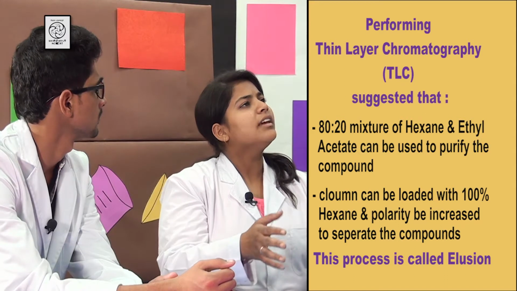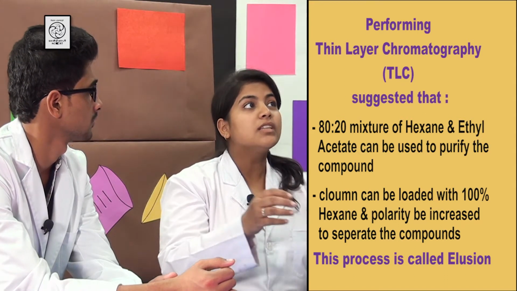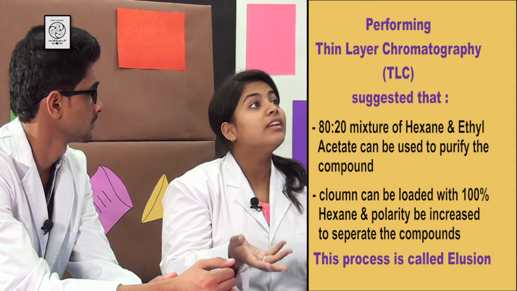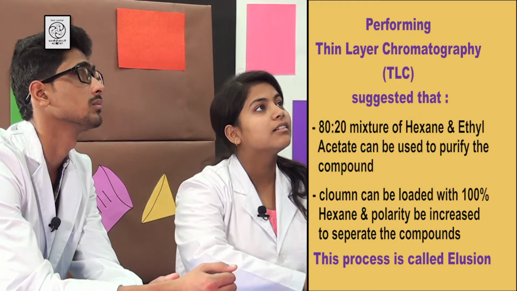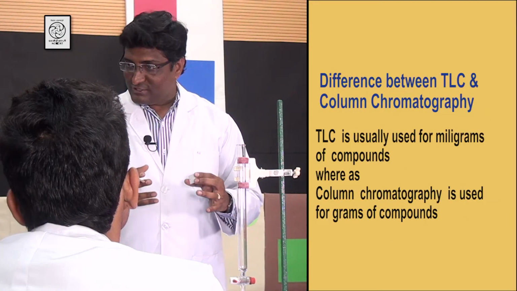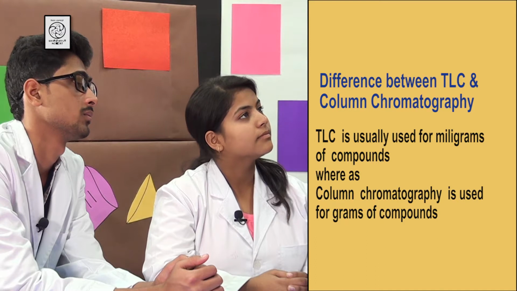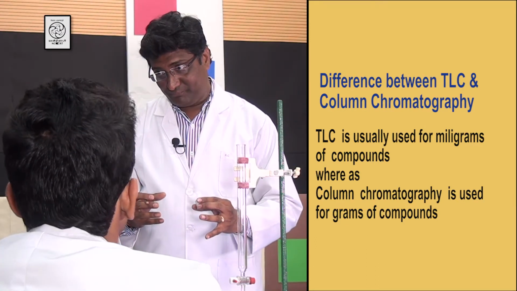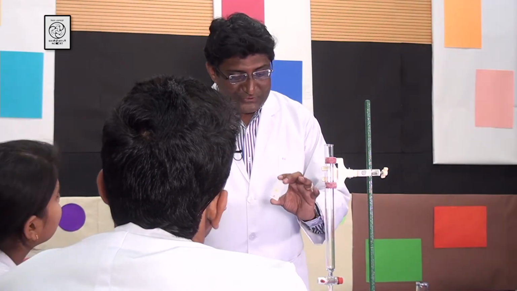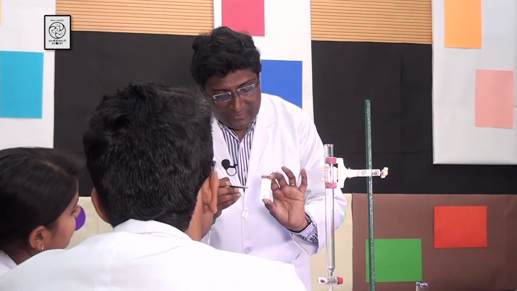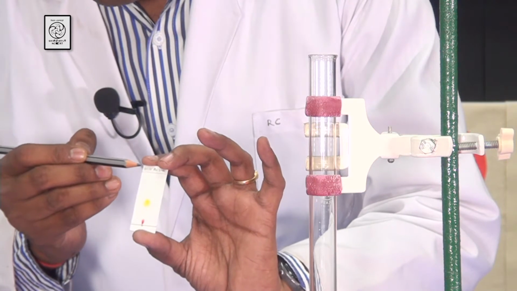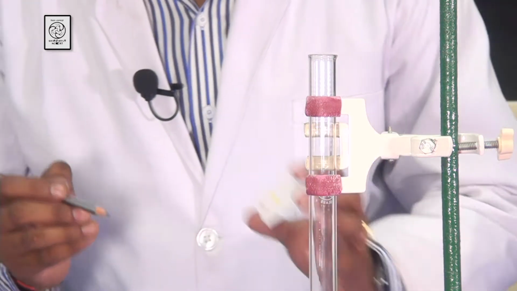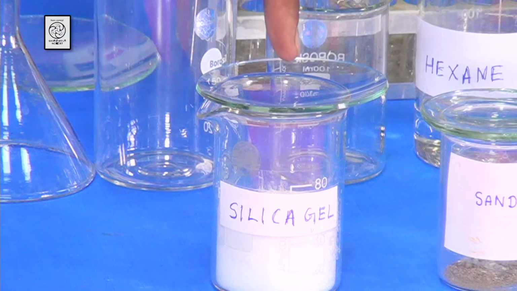Sir, if we can purify the compounds using TLC itself, then why do we need column chromatography? Good question. TLC is usually used for milligrams of compound, whereas column chromatography is used for grams of compounds. Okay, sir. So students, as I showed you, this is TLC. It's a sheet of silica gel. I'm going to use the same silica gel for column chromatography, which follows the same principles as TLC.